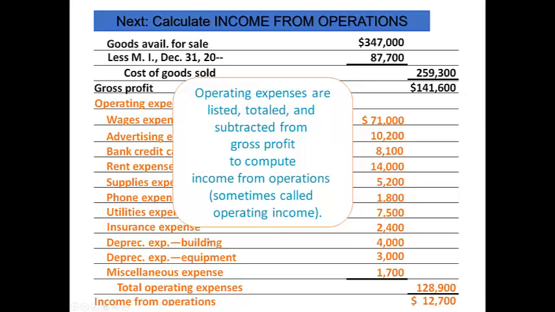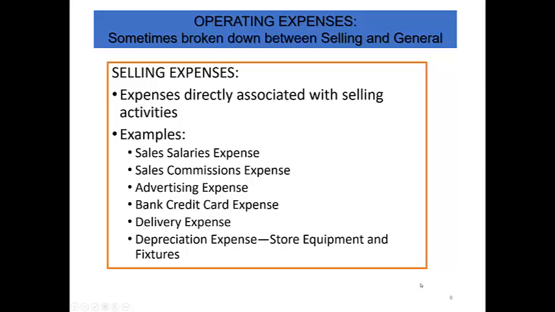So the next section is going to be the operating expenses. So the operating expenses are those that are directly related to the company's operations. And they're listed here over on the left. So once we subtract out the total operating expenses, our income from operations is $12,700. Now, sometimes operating expenses can be broken down between selling expenses and general expenses.